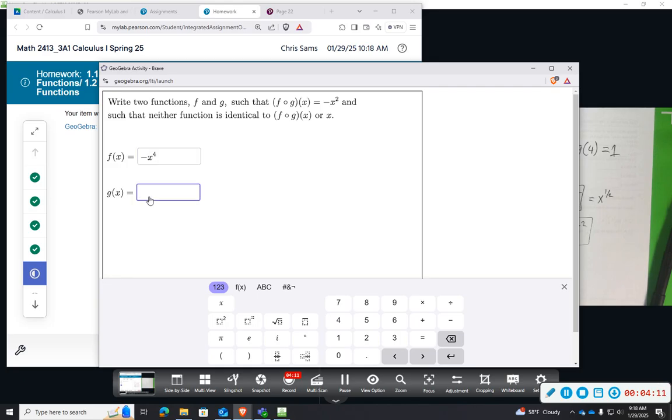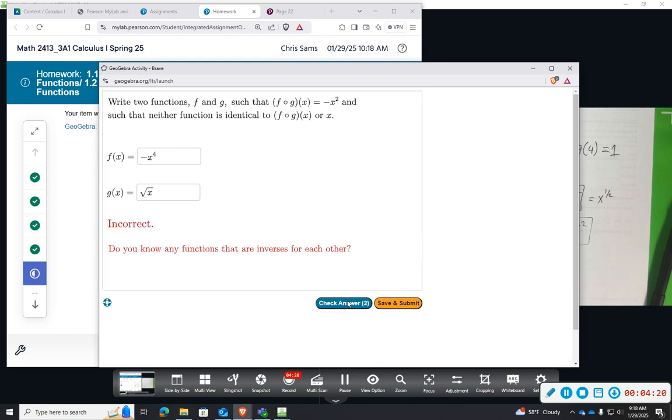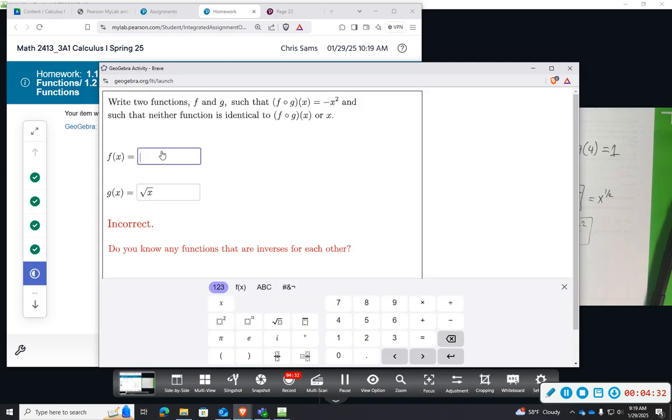G of x, we wanted it to be the square root of x. Okay, so we're going to check. It says incorrect, inverses of each other, so we can also work inverses. So maybe they don't like the negative there. So let me just go ahead and use the other example. You can use any numbers, there's tons of them that work. I wanted to try to use one with powers. But inverse would be the ideal, the shortcut that they're thinking.